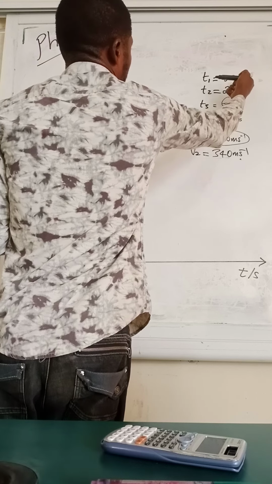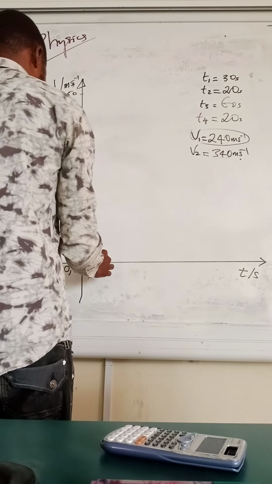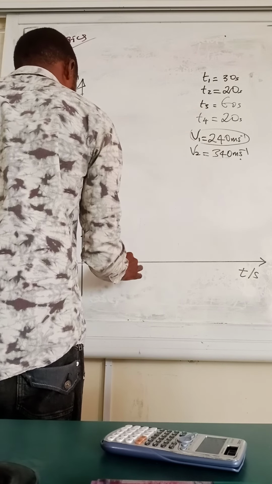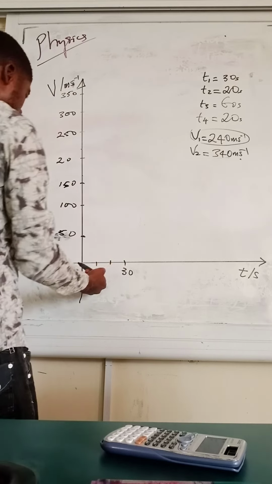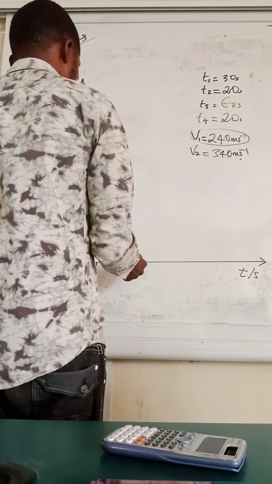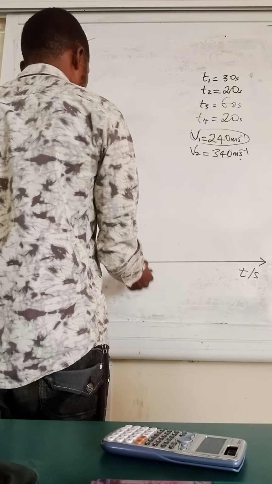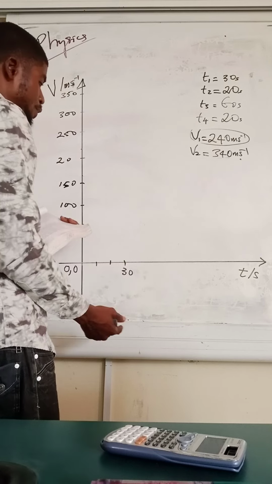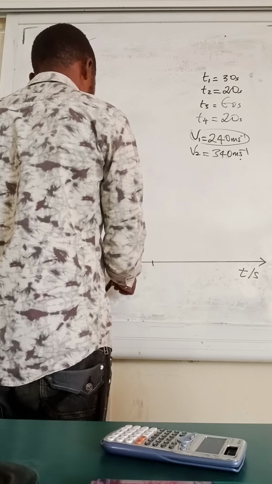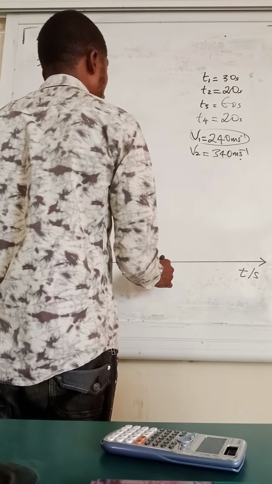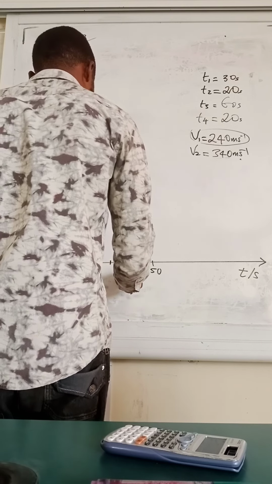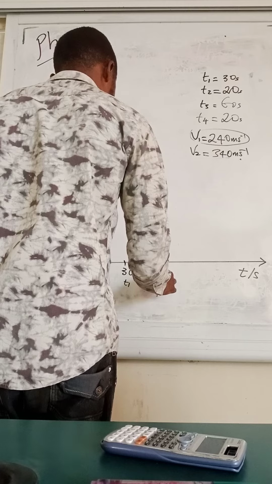The first time, T1, was 30. So we can say that this is 10, this is 20, this is 30. Then time T2 was 20, so 30 plus 20 will give 50. So this is 30, 40, 50. This is where time 2 is. So our T1 is here and our T2 is here.